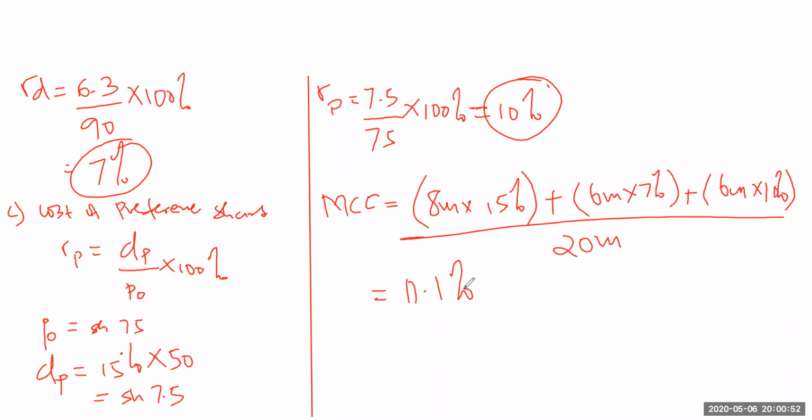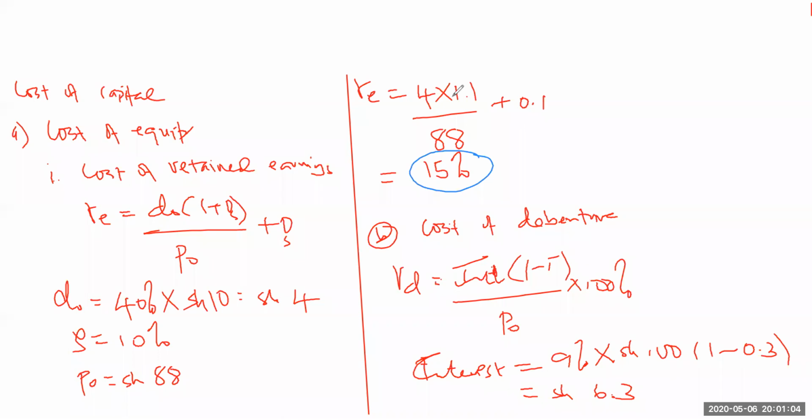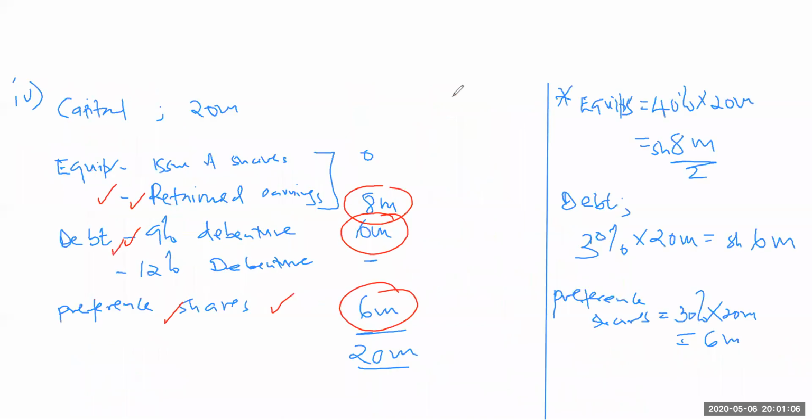Okay, so Asma. Yes, sir. I have a question. Could you please go back to Roman 4? The way you calculated the debt, how did you get 6 million for the 9% debenture? Oh, how we got the 6 million? Okay, here it is.